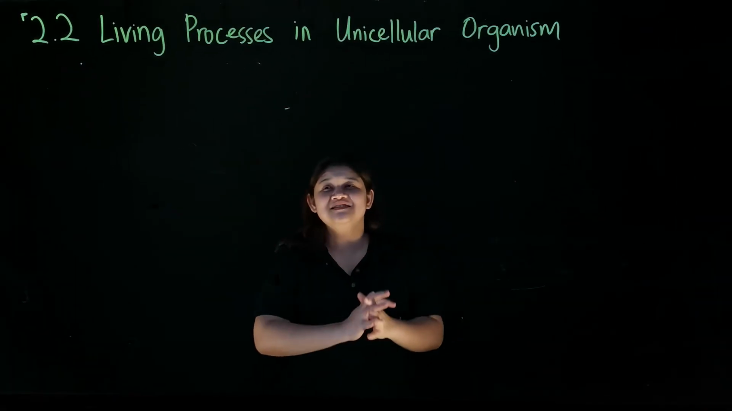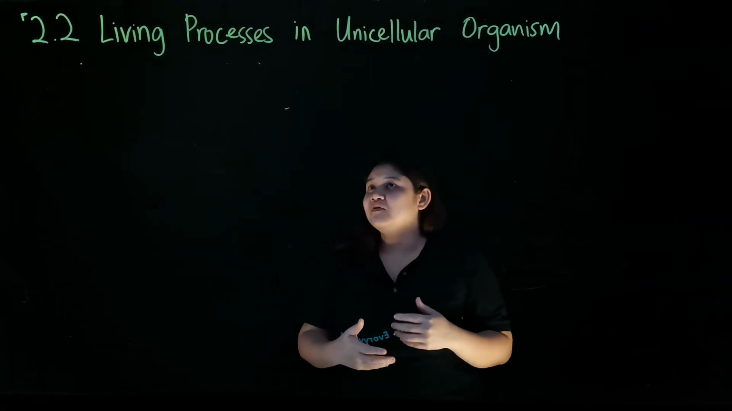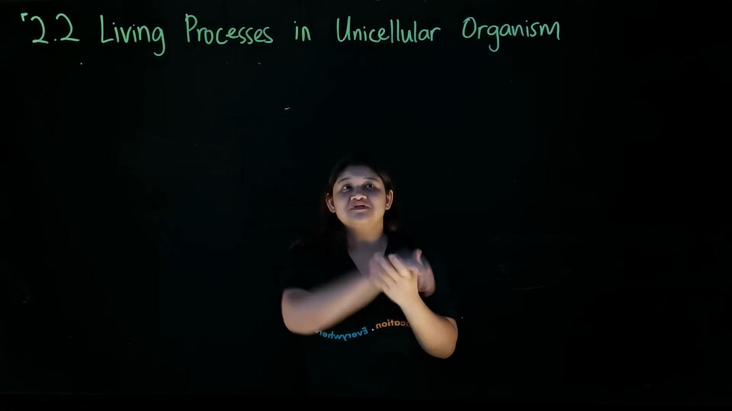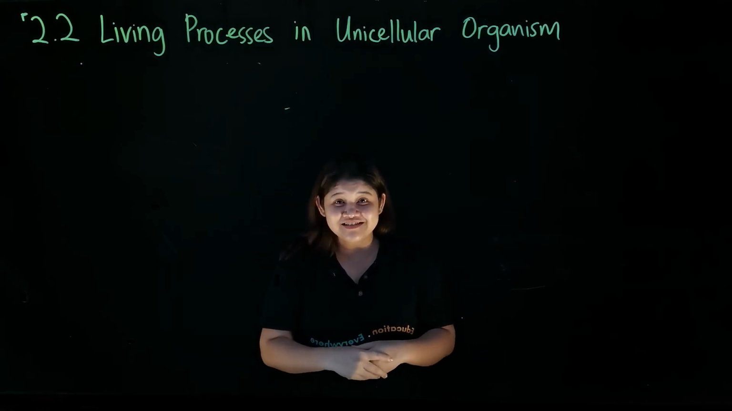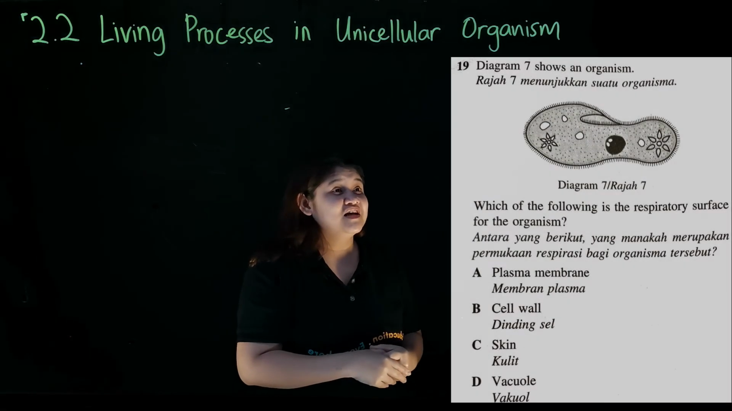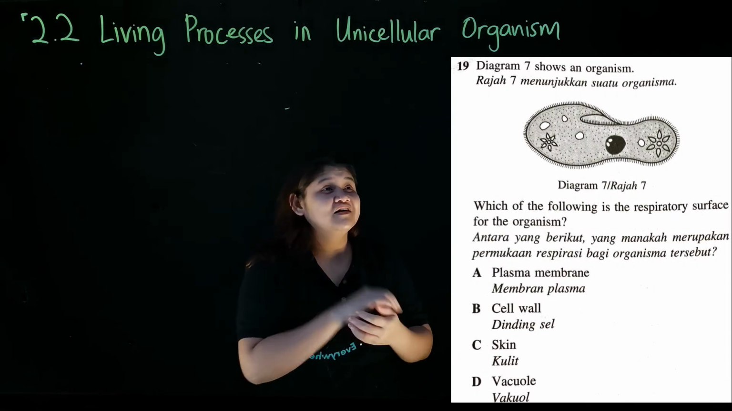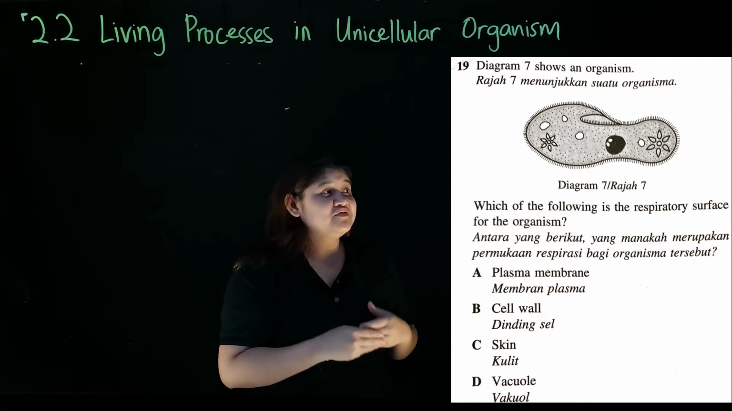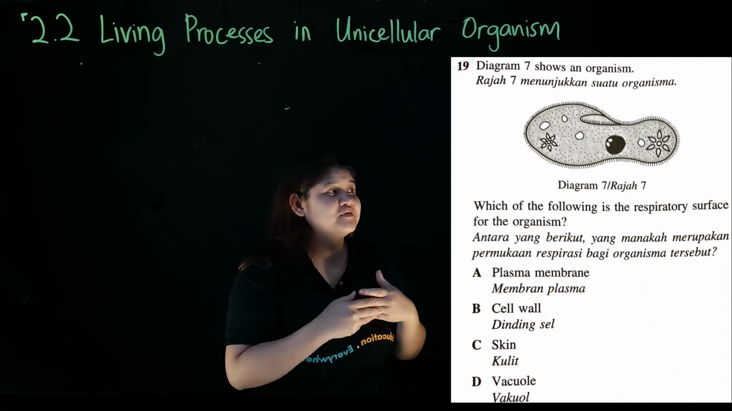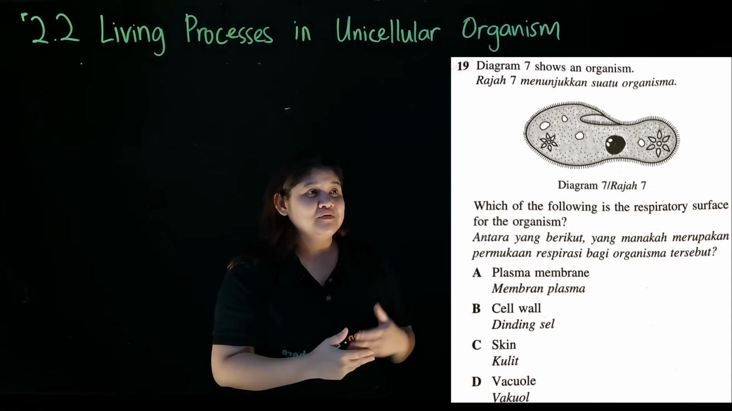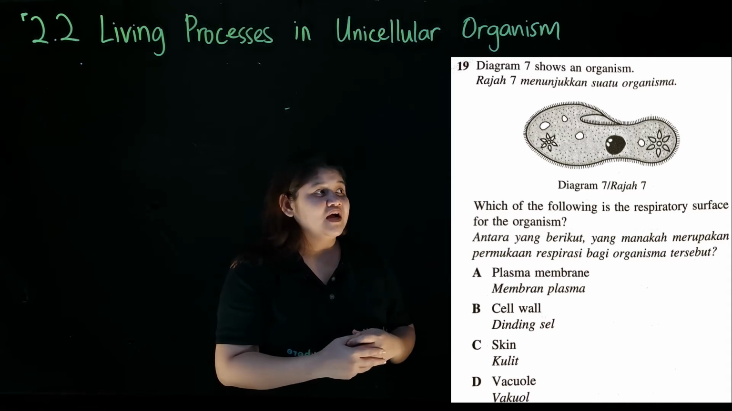Okay, it's question time. So we've covered all of the essential knowledge for 2.2 living processes in unicellular organism. Let's look at the question. Okay, so this is a multiple choice question. So let's read the question together. Which of the following is the respiratory surface for this organism? Okay, you are looking at the diagram now.